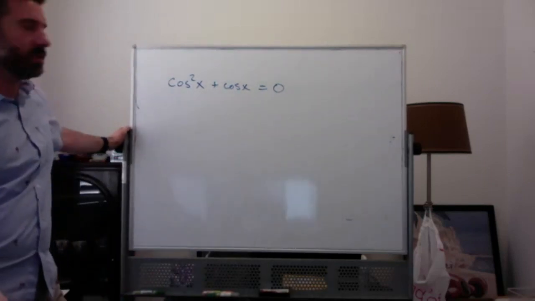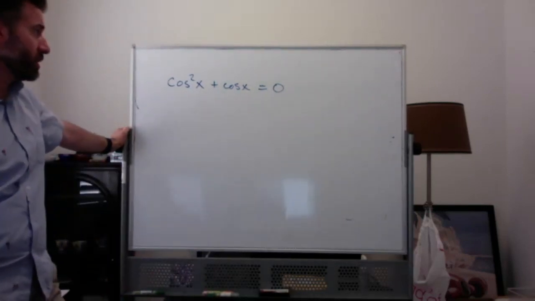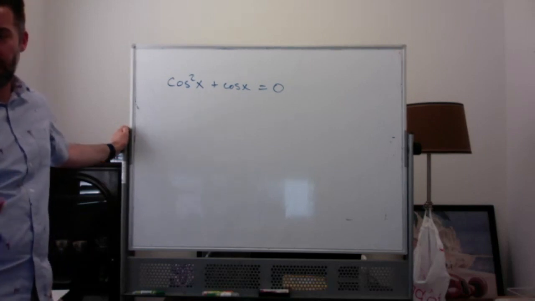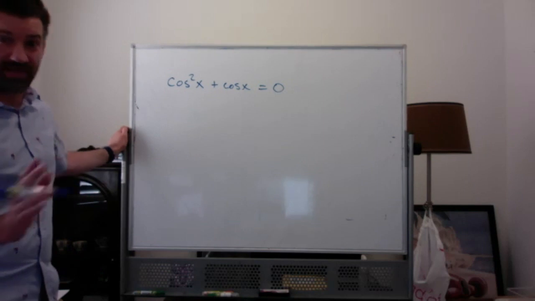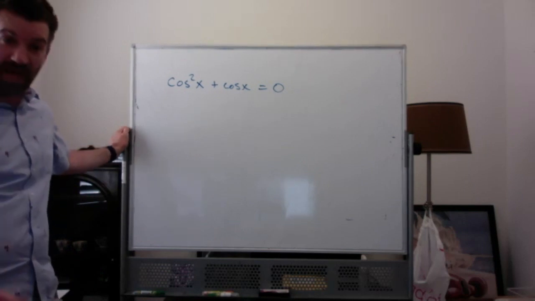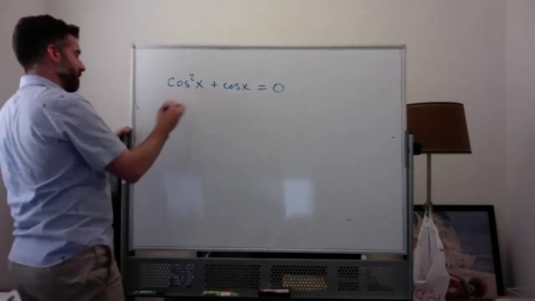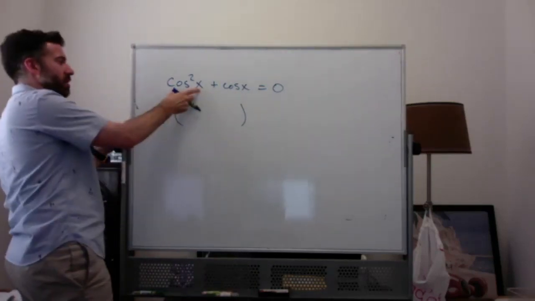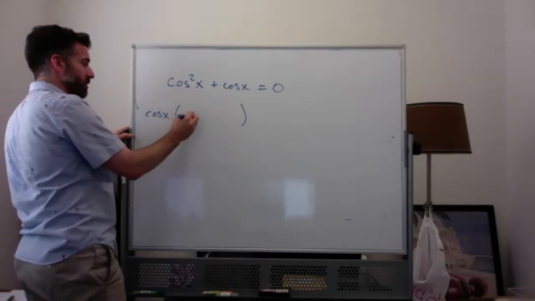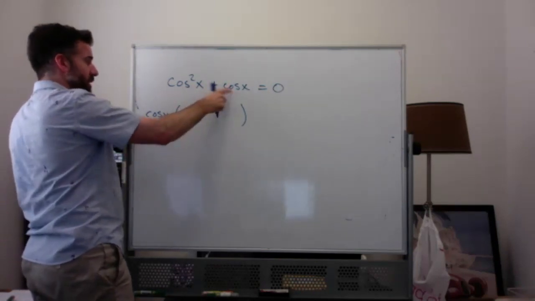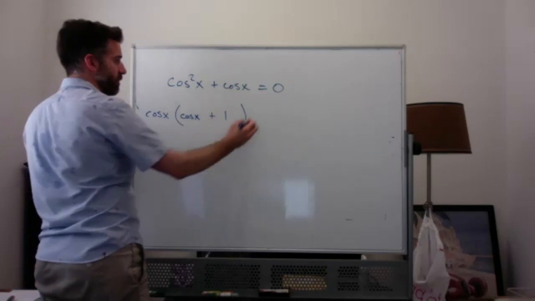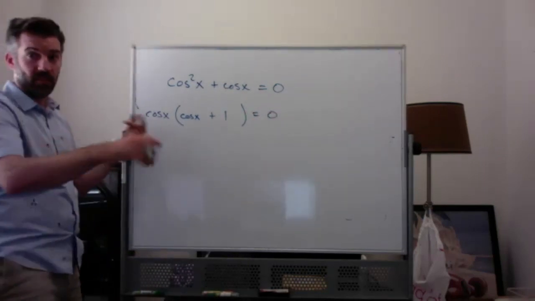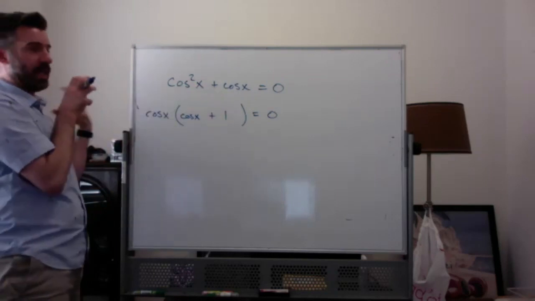So last one, cosine squared of x plus cosine x equals 0. This one is kind of similar to the last one we did yesterday, where you don't want to divide by cosine of x. You just want to factor. So each of these I can factor out a cosine. Cosine squared divided by cosine is going to leave me with a cosine. And cosine divided by cosine is going to leave me with a 1. I'm not dividing both sides by cosine, I'm just pulling a cosine out.